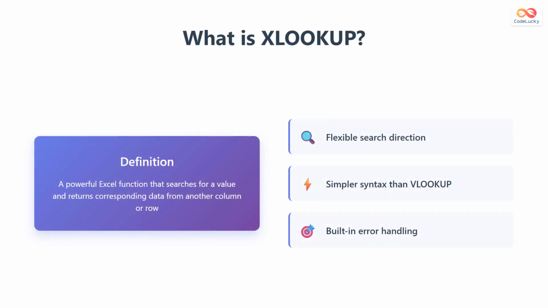So what exactly is XLOOKUP? It is a powerful Excel function that searches for a value and returns the corresponding data from another column or row. Some of the key features of XLOOKUP are its flexible search direction, simpler syntax compared to VLOOKUP, and built-in error handling.